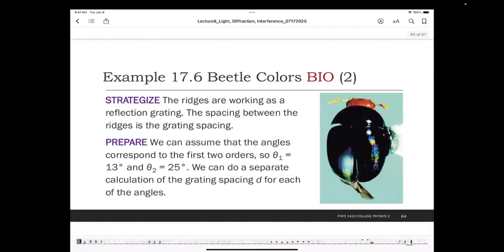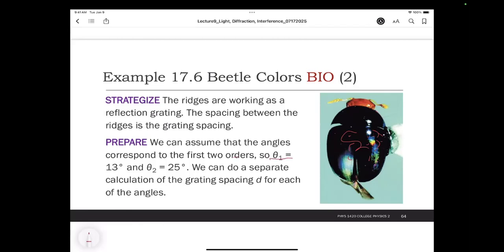The strategy is that the ridges are working as a reflection grating. Here are some regions in the surface. These regions are working as a reflection grating. The spacing between the regions is the grating space. We can assume that the angle corresponds to the first two orders.